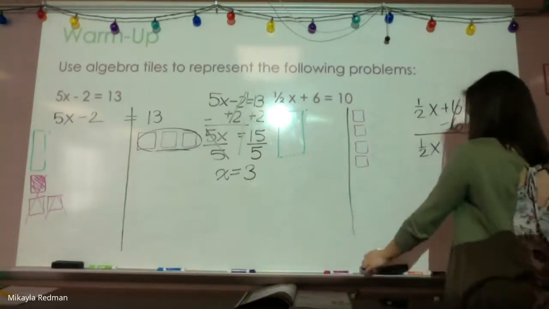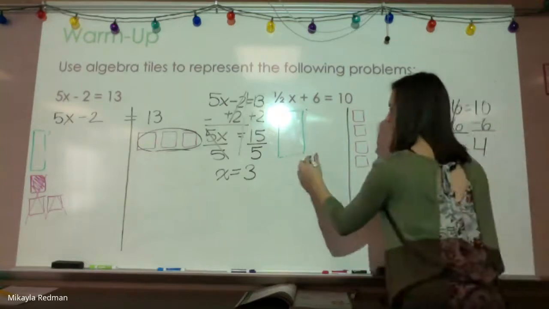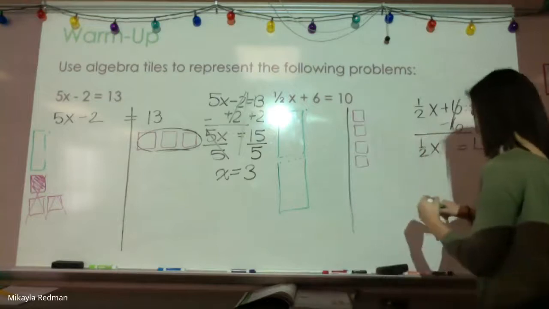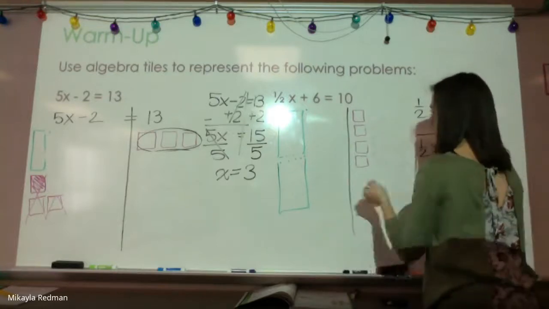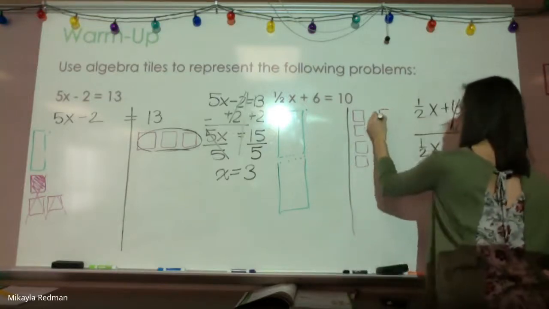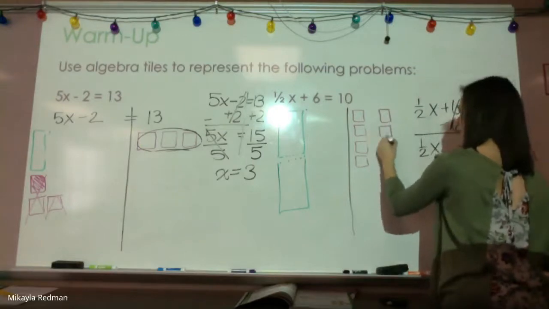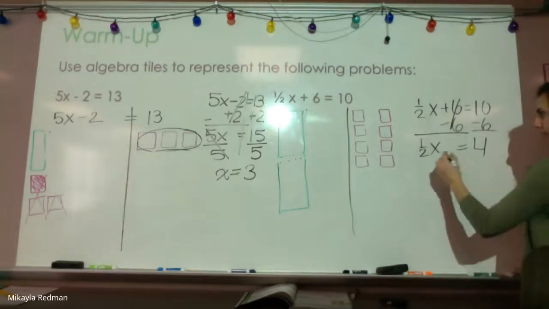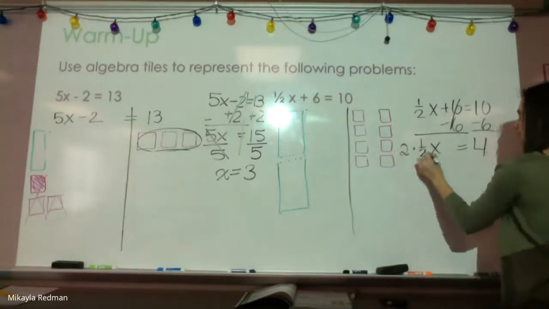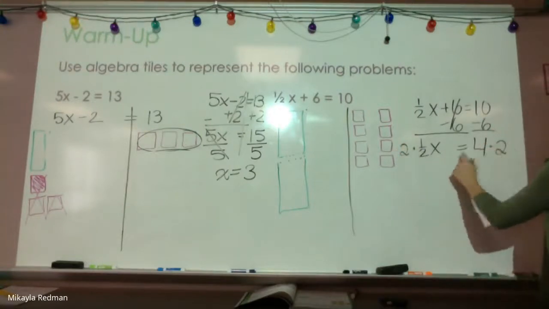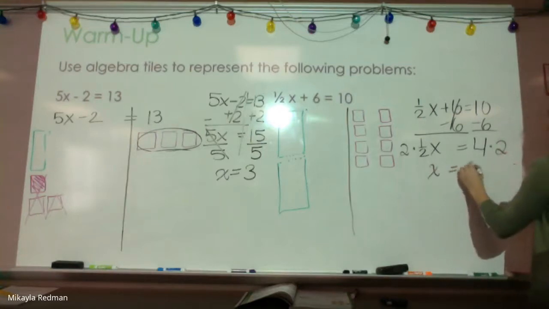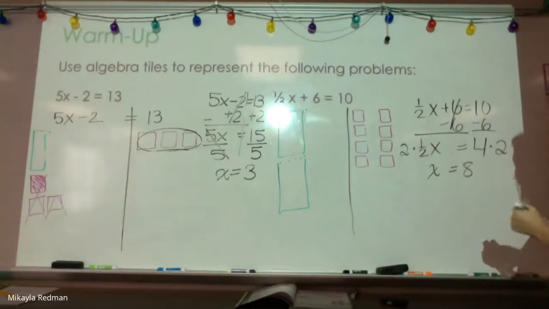Well, what if I had a whole x? What if I added the other half? Well, then I would have to add 4 ones, right? So I just am doubling both sides. So all I'm doing here in my equation is I'm multiplying by 2. 2 times a half, I get x. 4 times 2, we get 8. So there's my final solution.